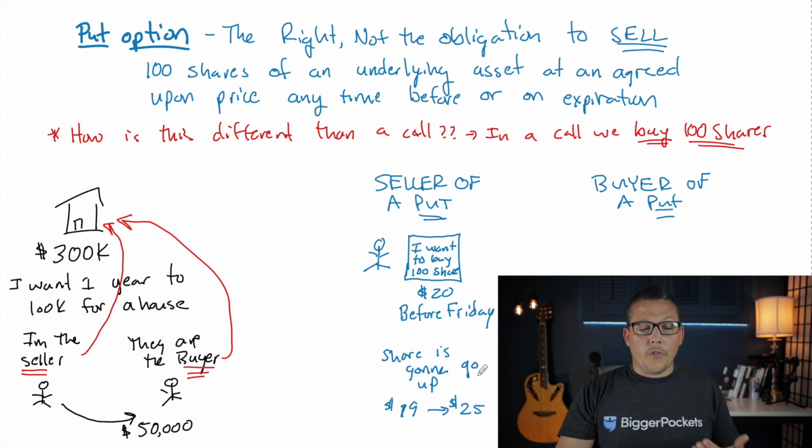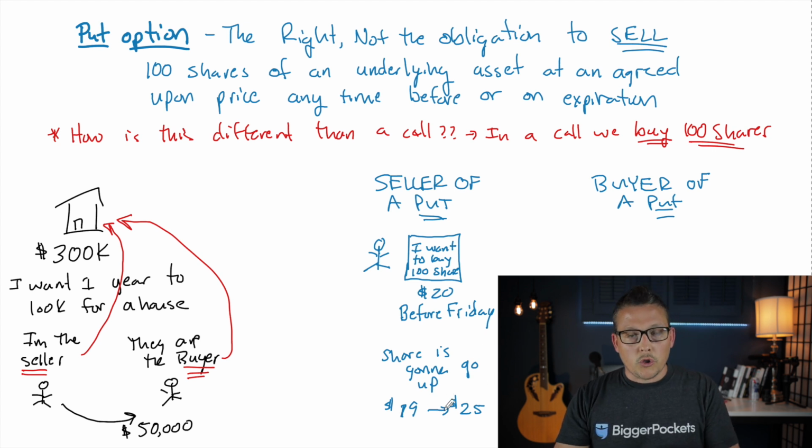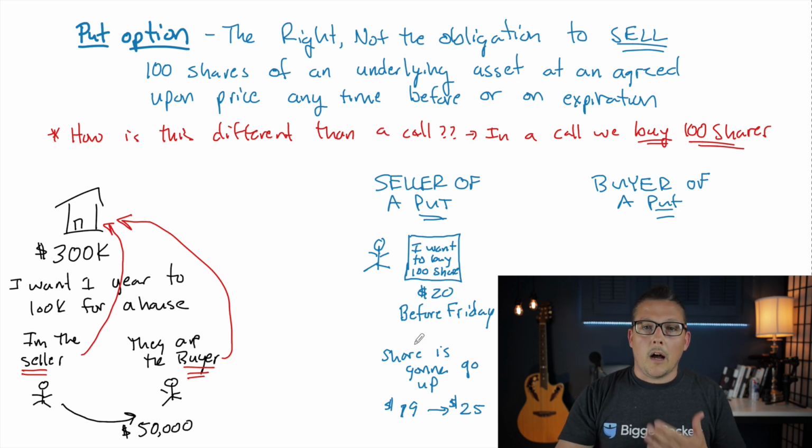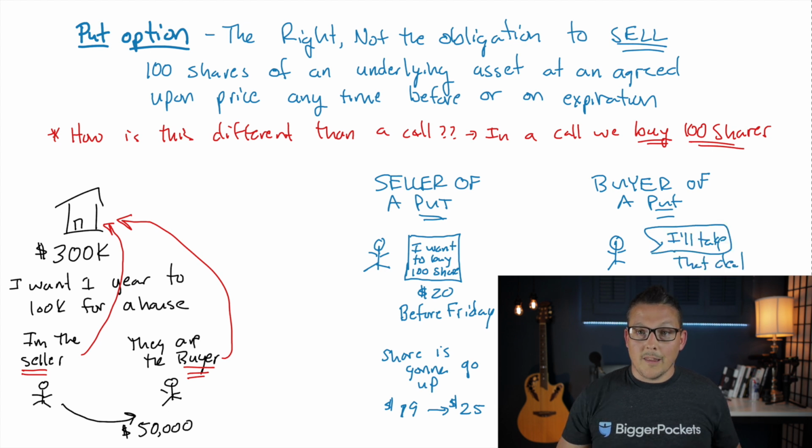So now what they're going to do is they're going to get to buy 100 shares for 20, but they're really worth 25. That's a good deal for them. But they need a counterparty. They need somebody to buy that contract from them. And that's where the buyer of a put option comes into play. They say, hey, I'll take that deal. They say, I'll sell you the 100 shares for that $20.